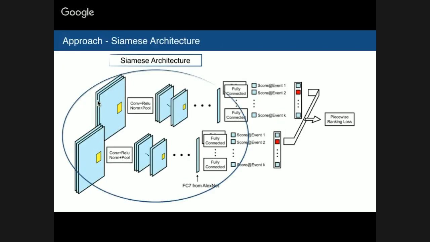Each part of this network takes one image as input, and the loss function is also computed on the features computed from those two inputs. So this Siamese architecture is actually learning the relative properties from the input pairs, not from a single image.